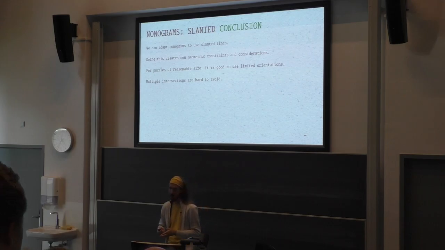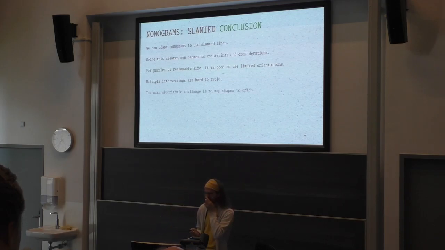You will have multiple intersections. Even though from a design perspective it's something you might want to avoid, it's not going to work out too badly. And there is an algorithmic challenge here, namely how to map a shape onto a grid. I think that's a very interesting question to do research into.